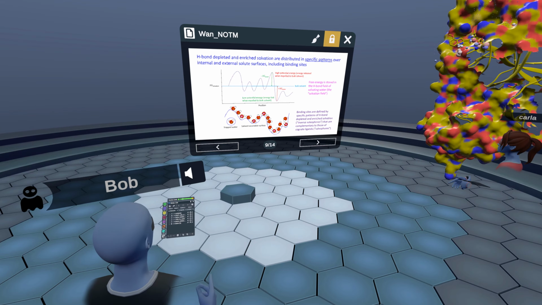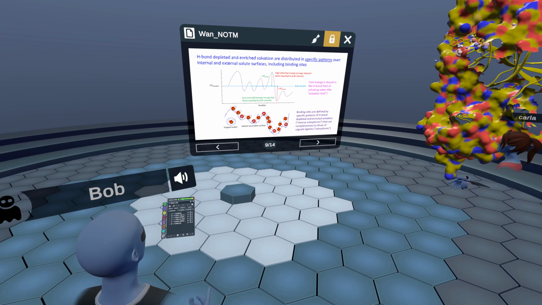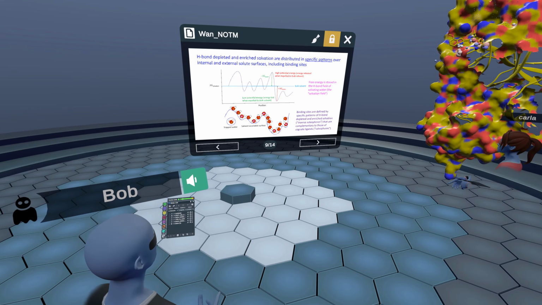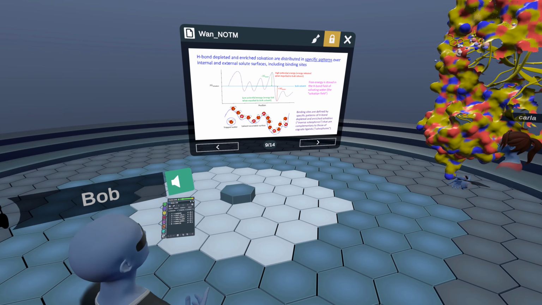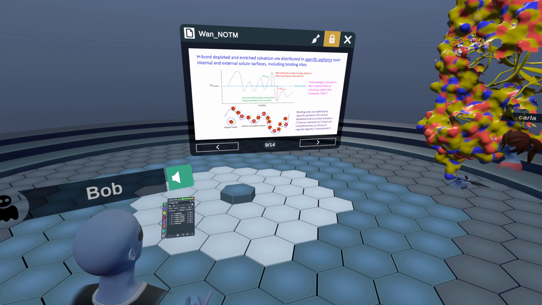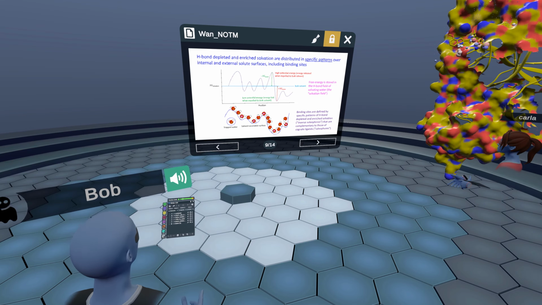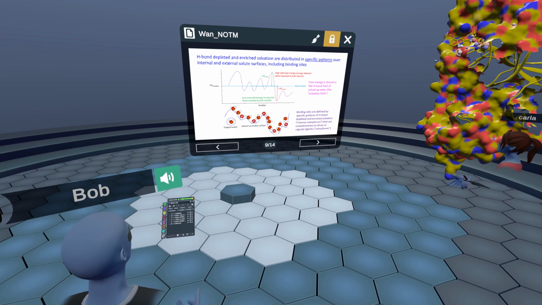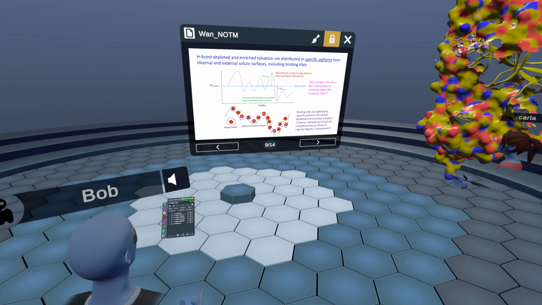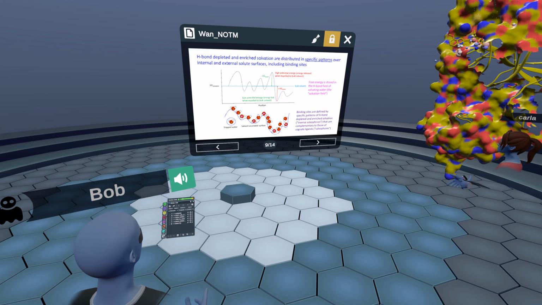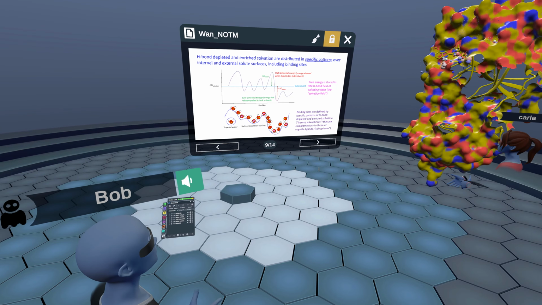So we talk about how H-bond depleted and enriched solvation are distributed over a solute surface, but it turns out that that's not random. There are specific patterns of these distributions, which are shown in this cartoon. The free energy of the water is a function of position on the surface. It goes positive in some regions, negative in others, or around the bulk solvent level in others, and it goes very negative, say here, and very positive, say here.